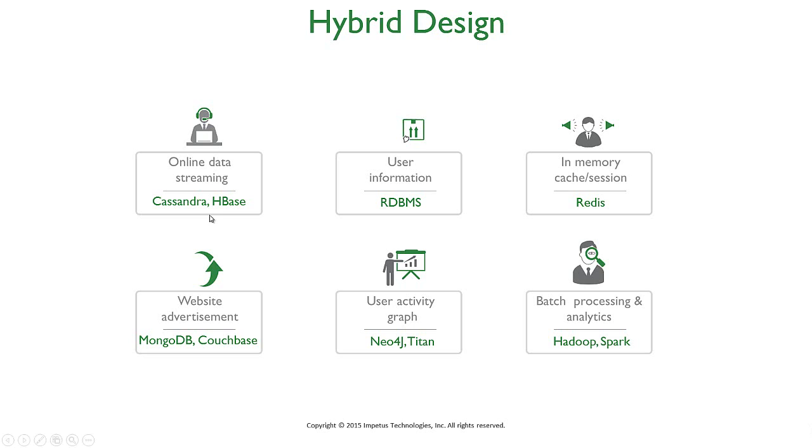For example, a columnar data store, Cassandra or HBase, can be used for online streaming. User information can continue to remain in RDBMS. User sessions which need frequent access can be maintained in key-value cache-like data stores, Redis. Website advertisement data, which might contain pictures and several other associated documents, can go in any document-oriented data store like MongoDB or Couchbase. Similarly, user activities which need to be maintained in connection with users can be persisted in Neo4j for easier retrieval.